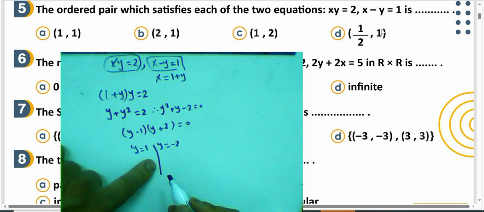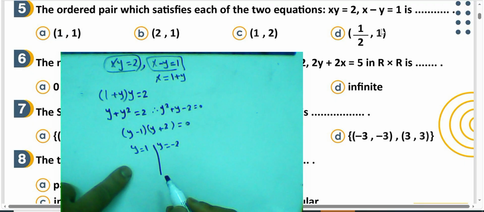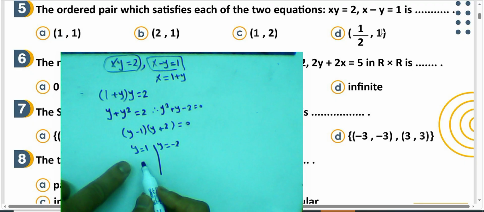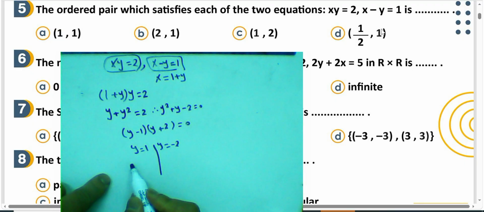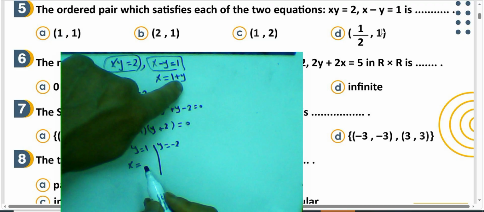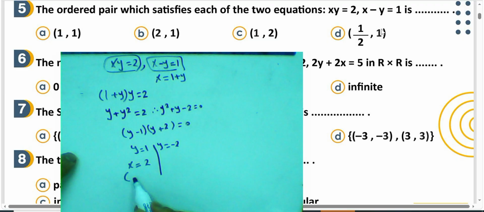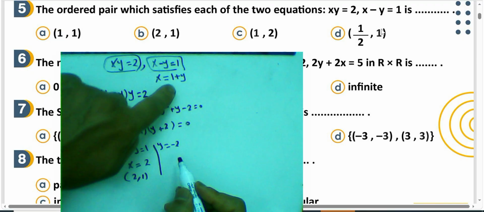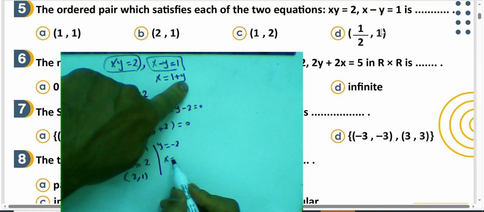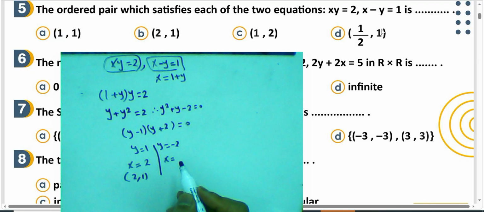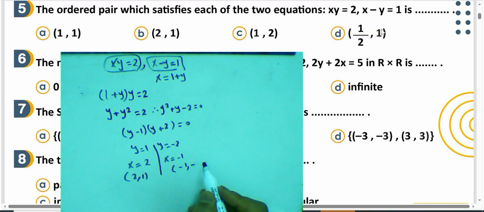Okay, so you can write: if y equals 1, then what will x be here? 1 plus 1 equals 2. Then the ordered pair will be 2 and 1. Or if y equals negative 2, then x equals 1 plus negative 2, which equals negative 1. The solution here is also negative 1 and negative 2.